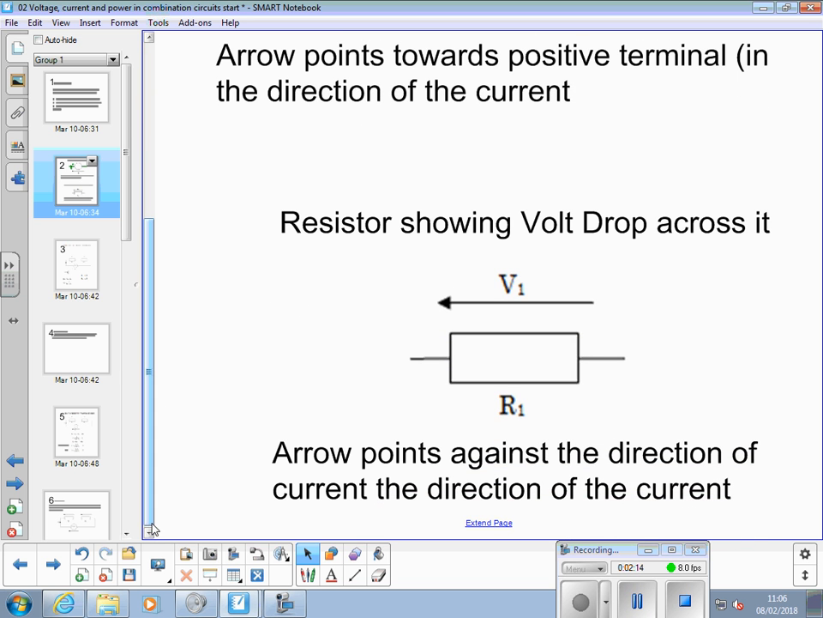When we have a resistance circuit, we can put a voltage arrow to show there's a drop across it. The volt drop arrows go in the opposite direction to the current flowing through the component.